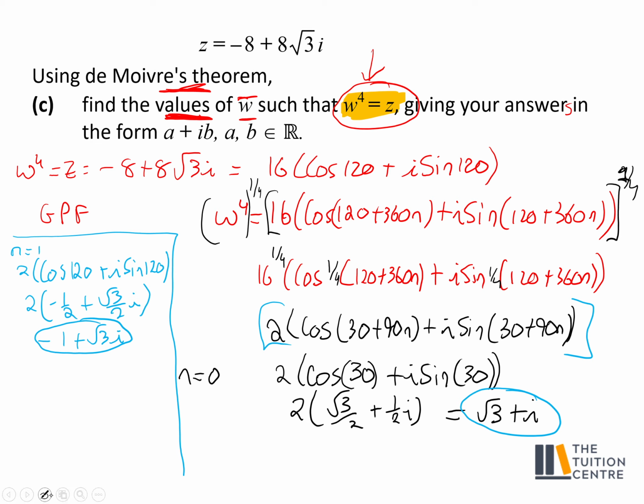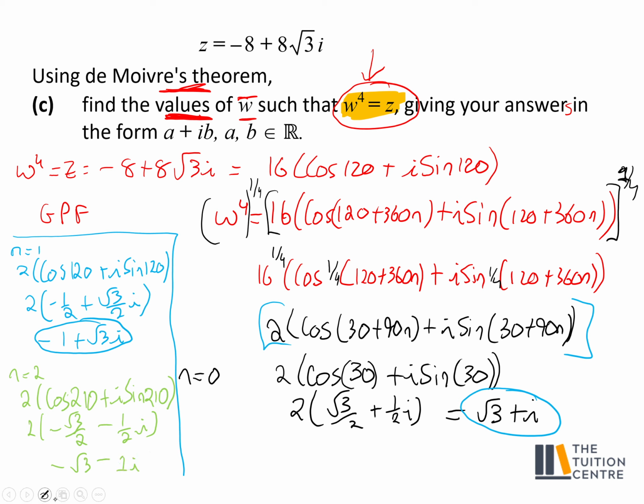I can then say let n equals 2. So n equals 2. I'm going to get 2 times the cos of 30 plus 90 times 2. So that'll be 90 times 2 is 180 plus 30 is 210 plus i sine of 210. So the cos of 210, again, you're down where cos is negative. So this is going to be minus root 3 over 2. So I'm going to still have my 2 times minus root 3 over 2. Sine is also going to be negative in the third quadrant. So I'm going to get minus a half i. So what am I going to get? I'm going to get minus root 3 minus 1 i.